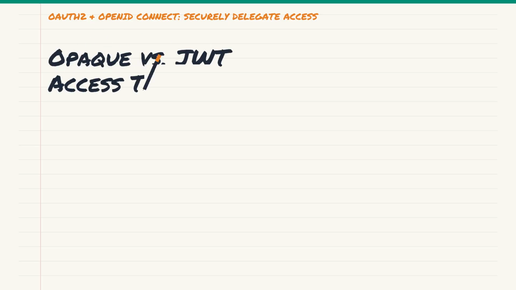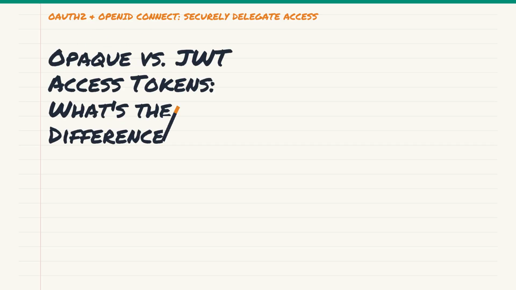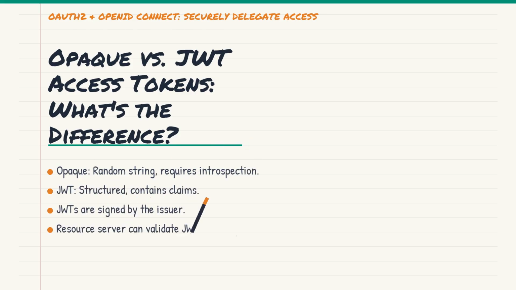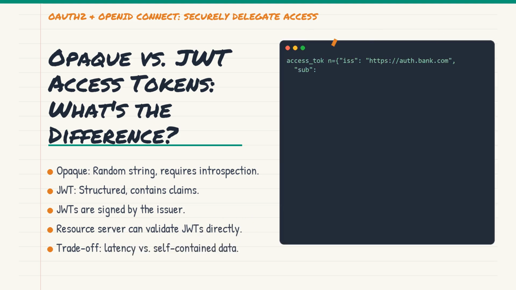Access tokens can come in two main flavors, opaque and JSON Web Tokens, JWTs. An opaque token is just a random string. The resource server receives it, and if it needs to know details about the token, like scopes or expiry, it has to make a separate call back to the authorization server. This is simpler for the client and authorization server but adds latency for the resource server.